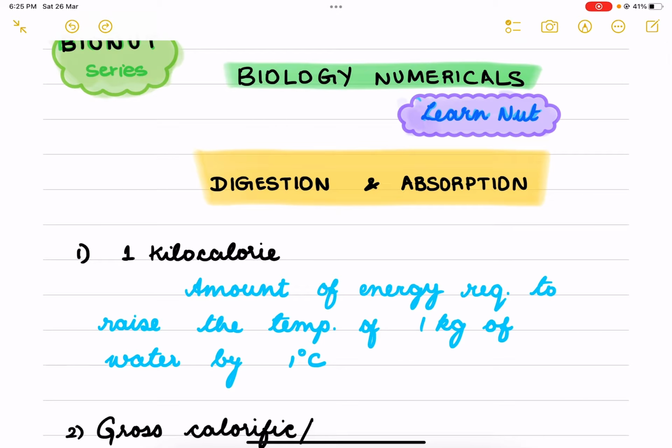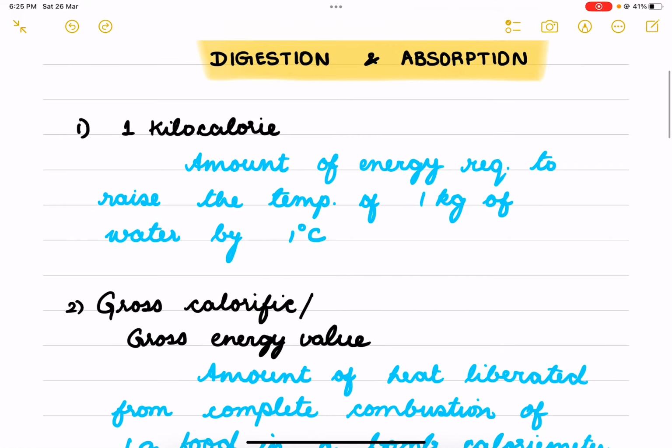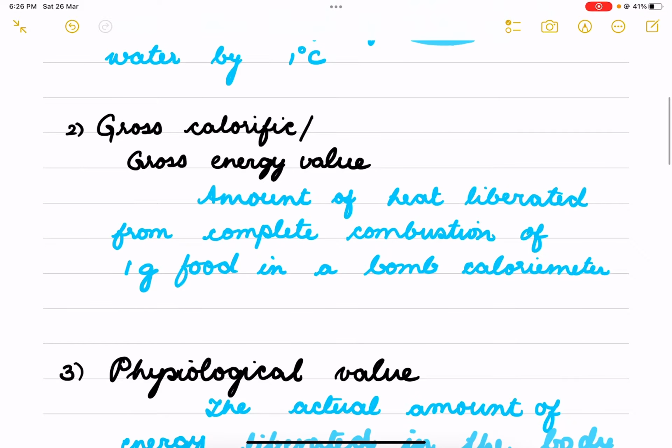So few prerequisite terms which you need to know are the definition for 1 kilocalorie, which is the amount of energy required to raise the temperature of 1 kilogram of water by 1 degree Celsius. The next one is gross calorific or gross energy value, the amount of heat liberated from complete combustion of 1 gram food in a bomb calorimeter.